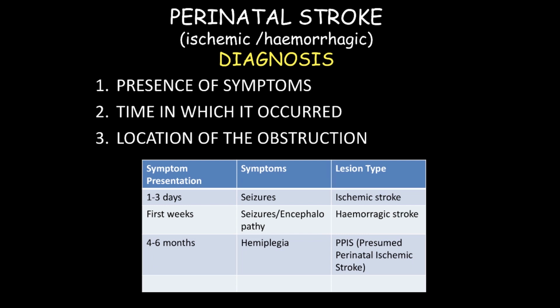If the presentation is within the first few weeks, we have to think about a patient presenting with seizures, with encephalopathy, and therefore a hemorrhagic stroke. Sometimes the child arrives at 4-6 months with hemiplegia. This is a condition where we have to presume a previous ischemic stroke, the so-called presumed perinatal ischemic stroke.